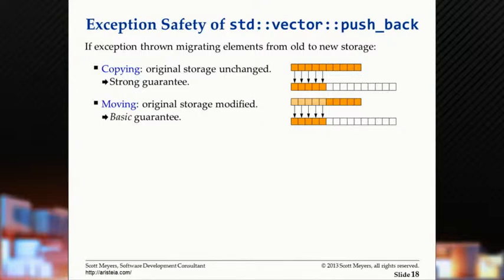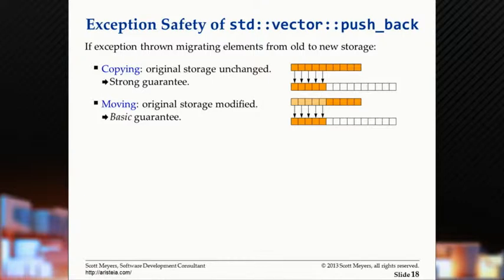You allocate more memory, and now what you need to do is get the elements from the old chunk of memory into the new chunk of memory. So in C++98, which had no idea what moving was, what do? You copy them one by one. Copy, copy, copy. If one of those copy constructions throws an exception, you don't care. The original vector's memory has not been changed. That's why calling push_back can give you the strong exception safety guarantee.